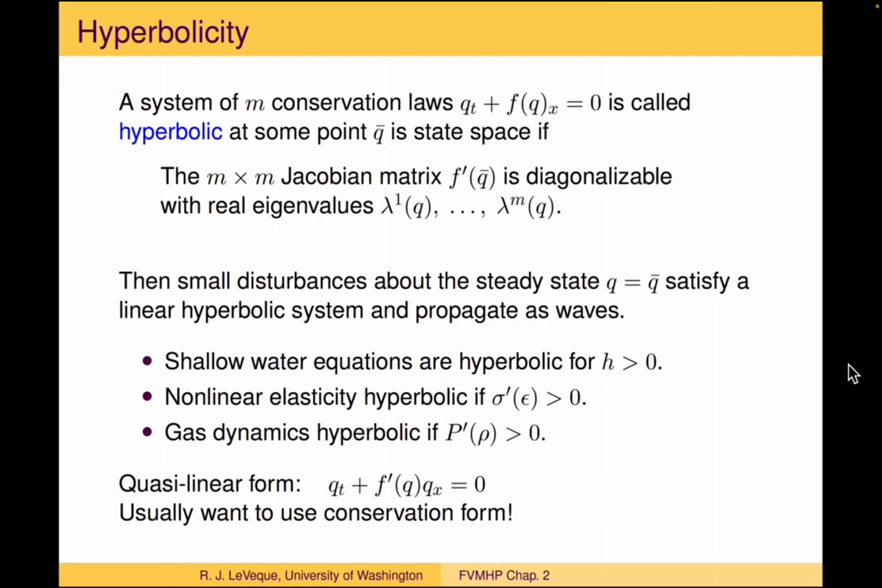And again, you can write the nonlinear problem as a quasi-linear problem, often q_t plus f prime of q, q_x equals 0, which is the basis for the linearization. You can also look at this as just being the form of the nonlinear equations, but usually we don't want to use this non-conservative hyperbolic form for actually solving a nonlinear problem. We usually want to keep things in conservation form if at all possible. It makes it much easier to understand what's happening with shock waves and to make sure we're getting the right solution. And in the next lecture, I'll look at a couple of examples where we don't have these hyperbolicity conditions satisfied and see what goes wrong in those cases.